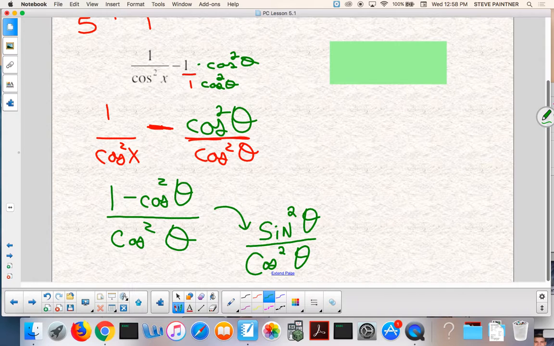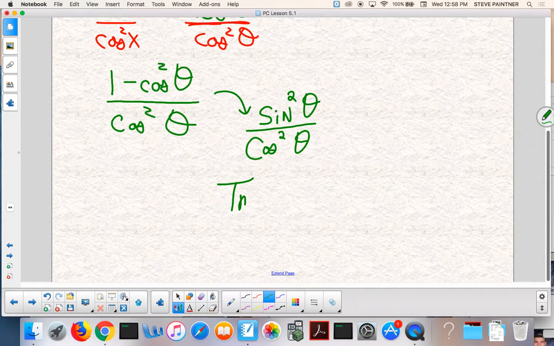Okay, don't quit yet because you should see it. When you see sine over cosine, yeah, it's tangent, isn't it? But because they're both squared, it's going to be tangent squared. Okay? Good? Can you see the next one or not? Nope. All right, try the next one.